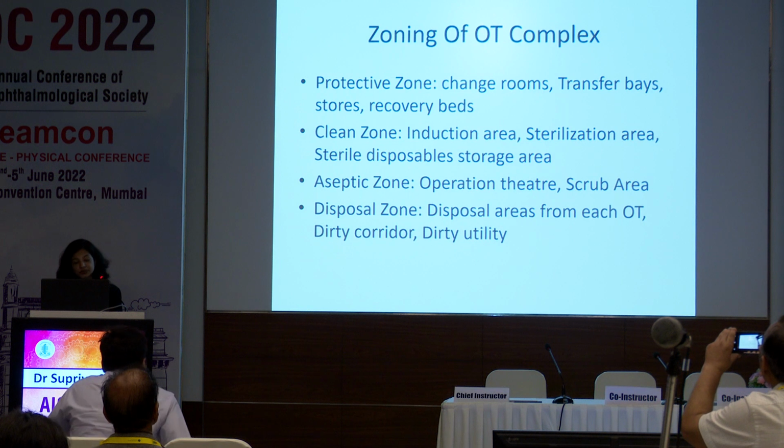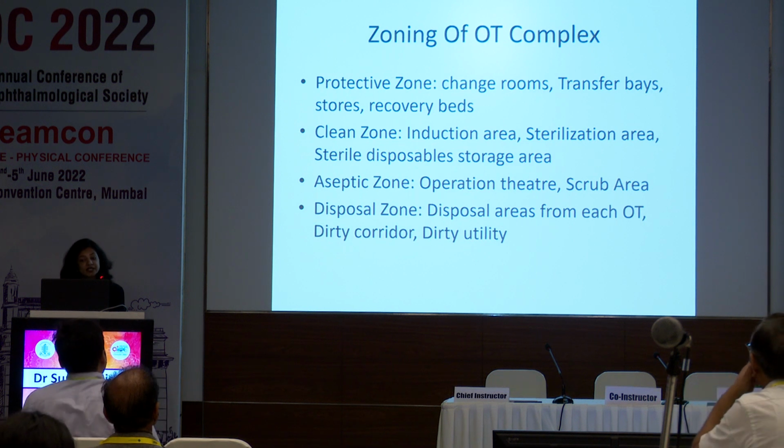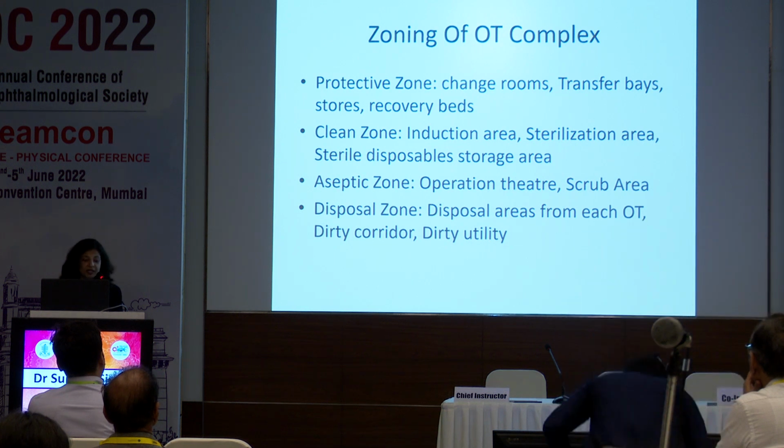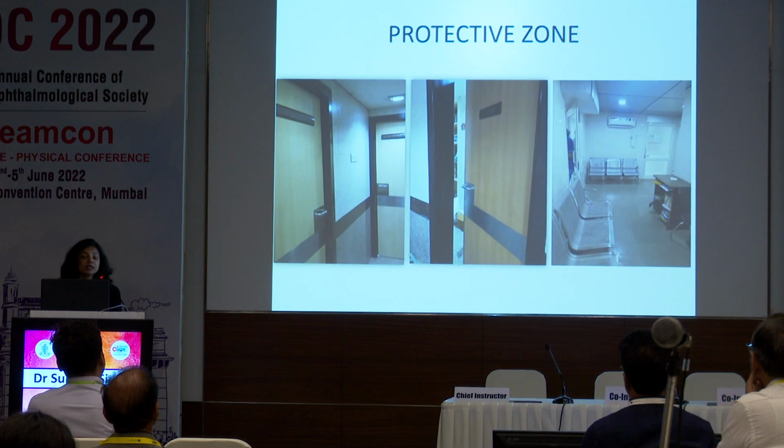So what are zones? Zones are areas of varying degrees of sterilization in which bacteriological count decreases from outer to inner zones. Now, the OT complex is basically divided into 4 zones: protective zone, clean zone, aseptic zone, and disposal zone. The protective zone comprises of changing rooms for surgeons and staff, storage area, and transfer base.